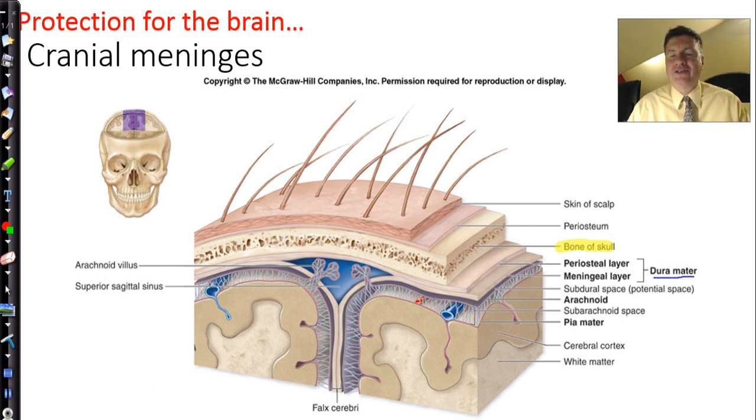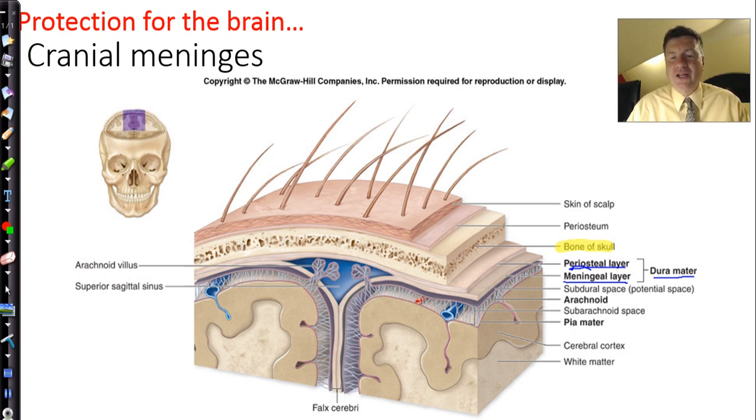The dura mater actually has two distinct layers, and this is the difference in the meninges in the spinal cord and in the brain. In the brain, the cranial meninges, we're going to have a periosteal layer and a meningeal layer. So it's separated into two separate tissue layers. They're both part of the dura mater. It's just they have a division here we don't see in the spinal cord.